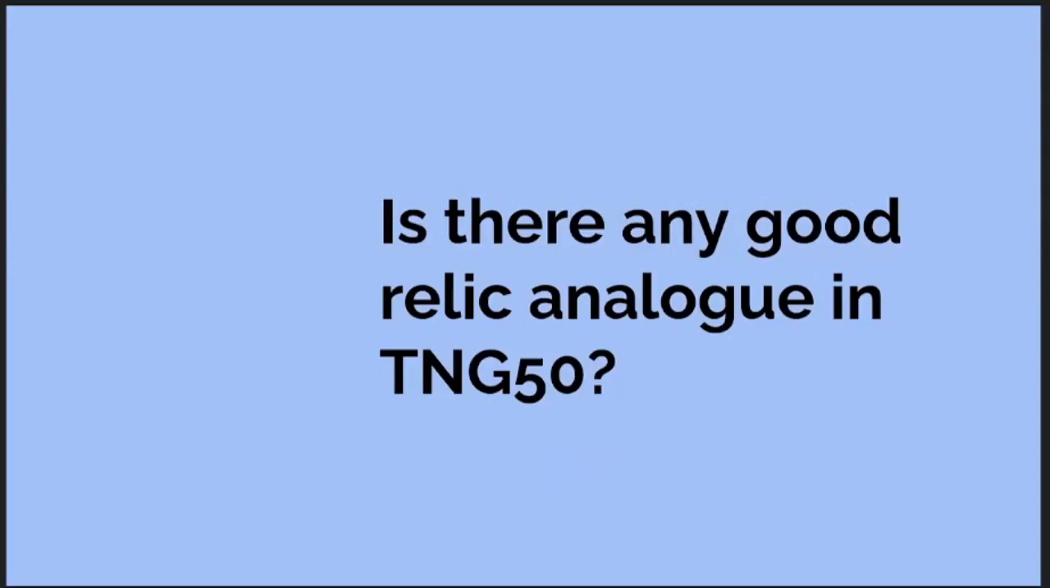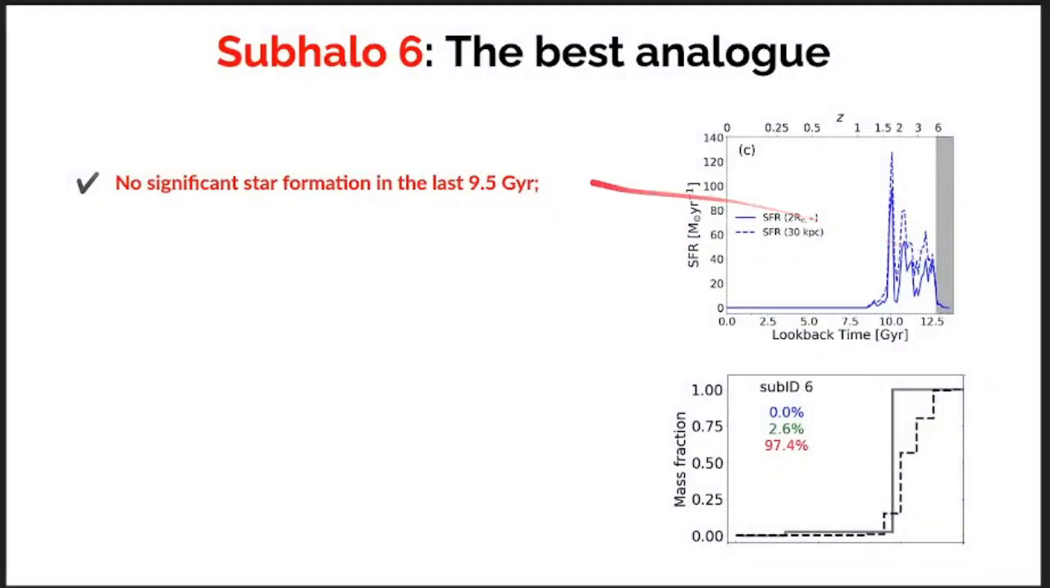So the final question that we have after analyzing all the properties of these objects in the simulation is if there is any good relic analog in the TNG50. So we reached the conclusion that subhalo 6 may be the best analog, given a set of properties. The first one is that in this object there is no significant star formation in the last 9.5 gigayears, which is about 1.5 in redshift here.